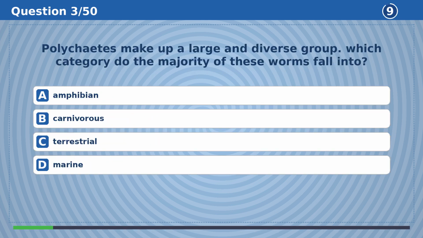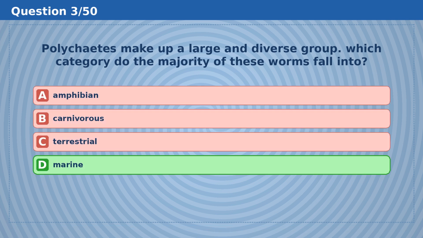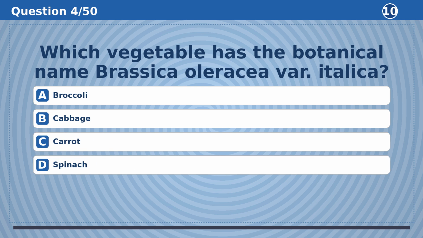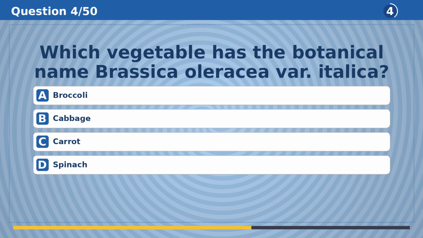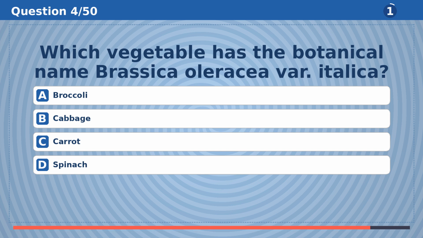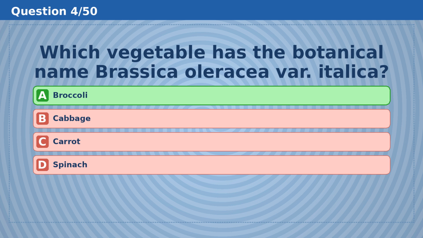Polychaetes make up a large and diverse group. Which category do the majority of these worms fall into? The answer is D. Marine. Which vegetable has the botanical name Brassica oleracea var. Italica? The answer is A. Broccoli.